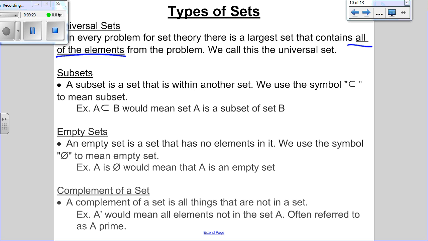There's a symbol to describe subset. It's this symbol here. It's almost like a C, but not quite. If you see that symbol, it means subset. So in the example here, it says A is a subset of B. That's how you would read that. That means A is contained within B. Anything in A is in B.